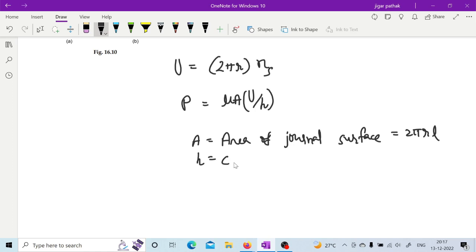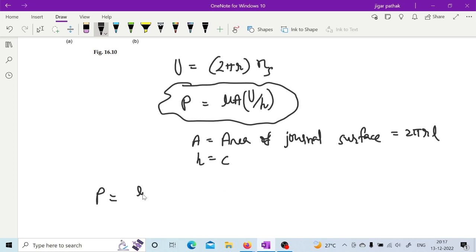So now if you put all these values into this equation, P is equal to mu A into u by h. So P is equal to mu, A is 2 pi r l, that pi dl.